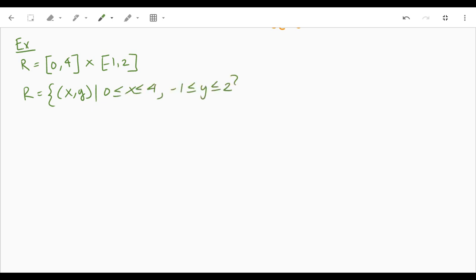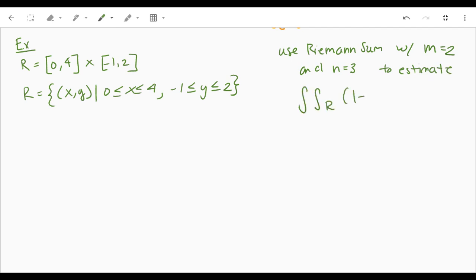You might see it written like this too. Okay, so that's two different notations for the same thing. Use a Riemann sum with m equals 2. So remember, m is how many intervals we divide the x's into, and n equals 3, to estimate your integral over R of 1 minus xy squared dA.